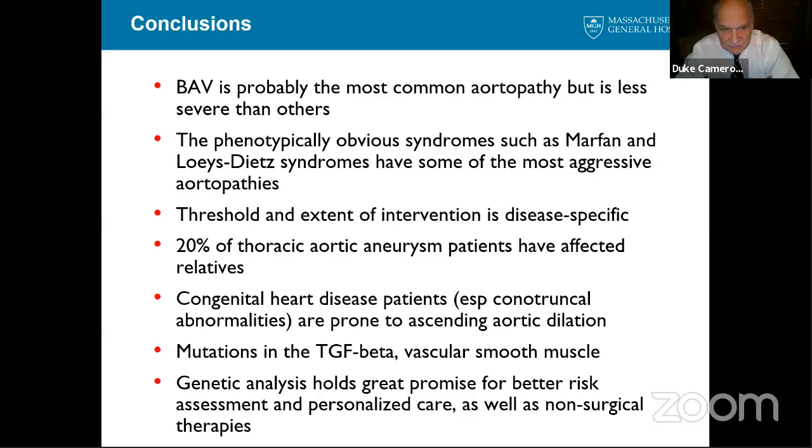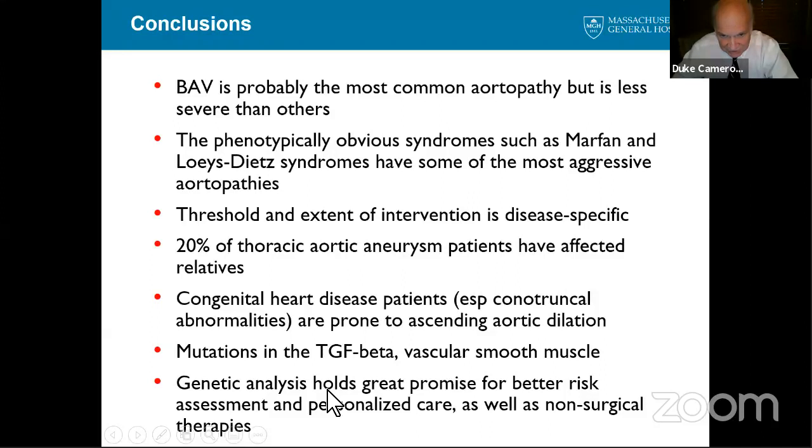Remember that about one fifth of thoracic aortic aneurysm patients will have an affected relative, and that congenital heart disease patients in particular, and those with conotruncal abnormalities the most, are prone to ascending aortic dilatation. We really don't know the thresholds that we should be employing for operating on these patients. And it's the mutations in the TGF-beta pathway and the vascular smooth muscle that lead to most of these aneurysms.